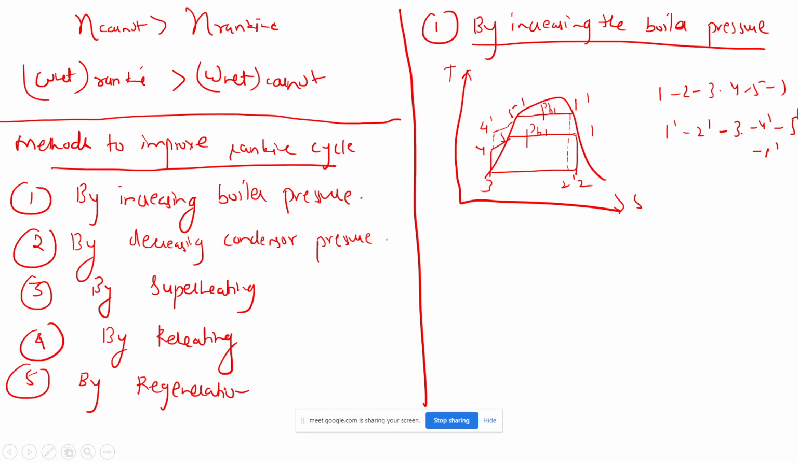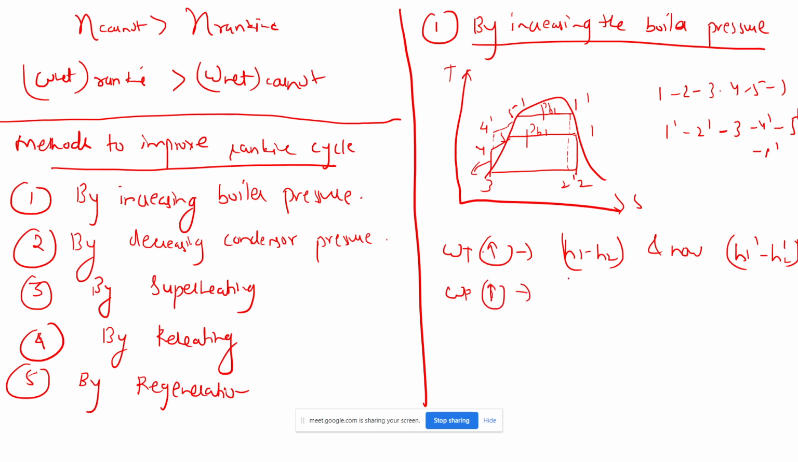So what will be the effect on the turbine work? Turbine work will increase. Previously it was H1 minus H2 and now it is H1 dash minus H2 dash. So clearly it is increasing. What will be the effect on the pump or compressor work? Increases, but not as significant as the turbine. Yeah, it will also increase.